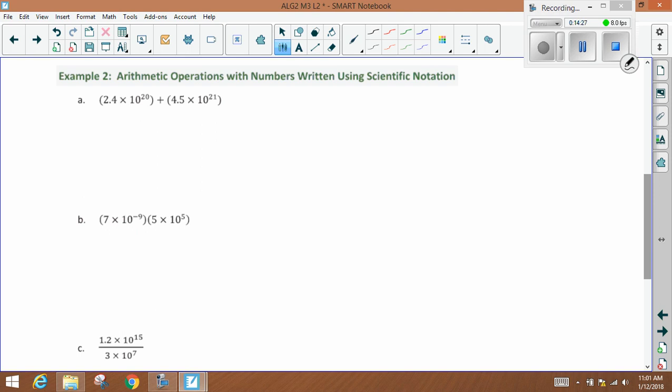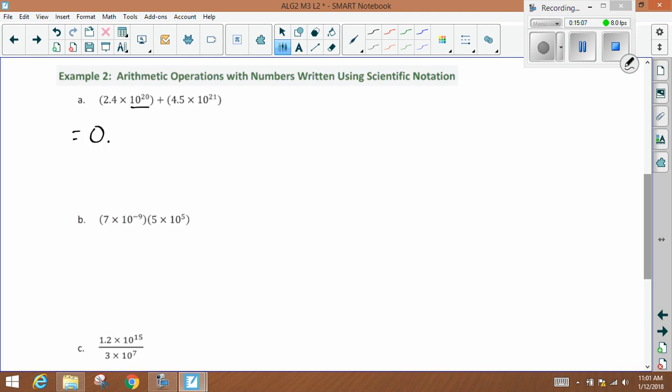So, for instance, we have the 20th and the 21st power. Okay? It makes more sense for me to increase this one than it does for me to decrease this one. If I decrease this one, I wind up with 45, right? And then when I add them, I get 47.4. And then I have to move the decimal back over to make it 4.74. So what I'm doing is saving a step. Cool?